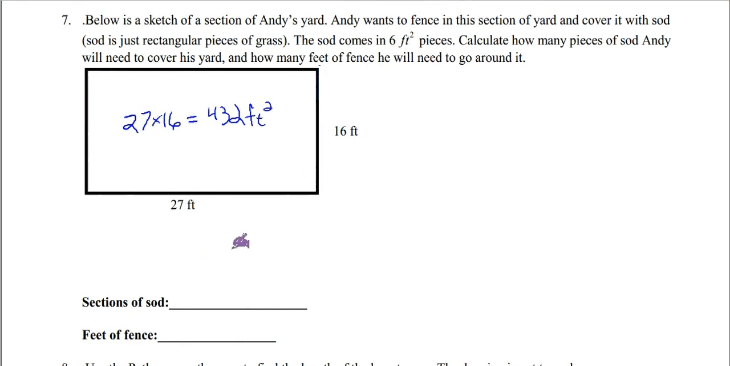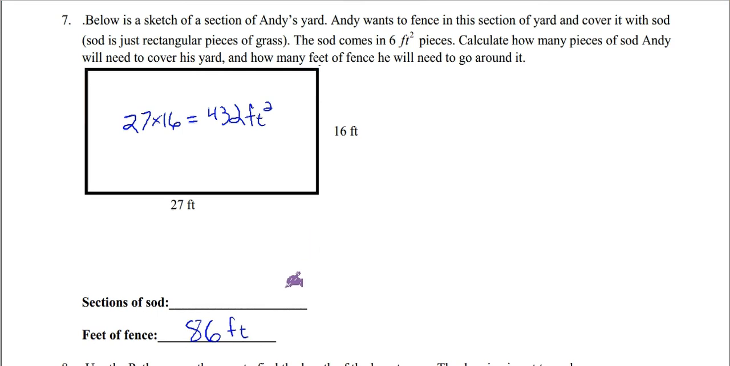Okay, so an astute observer may notice that we have area, 432 feet squared, but the area is going to be measured differently. It's going to be measured in pieces of sod rather than feet squared. But the fencing is just exactly what the perimeter would be. How much feet of fence do we need? That's the perimeter of this area. Might as well find the number of feet of fence because that's easy enough. We've got 27 plus 16 plus 27 plus another 16, however you want to figure that out. I'm doing 27 times 2 plus 32, because that's 16 times 2, so 86 feet of fence.